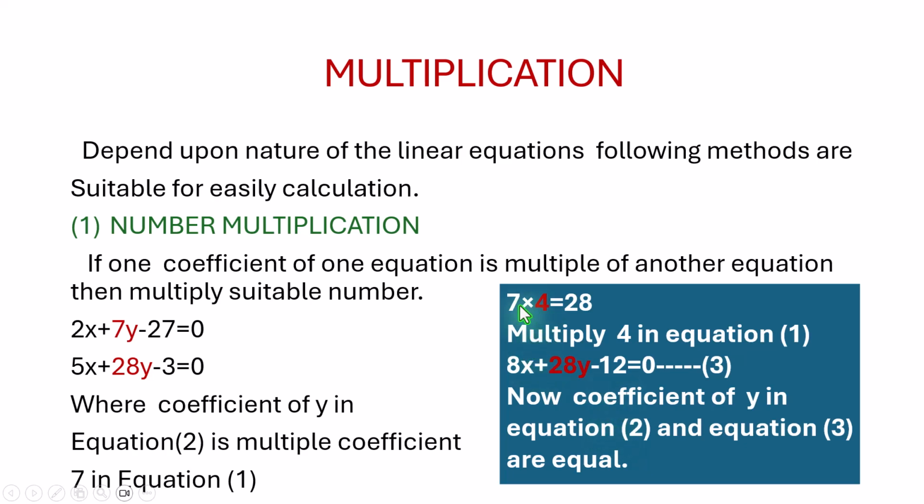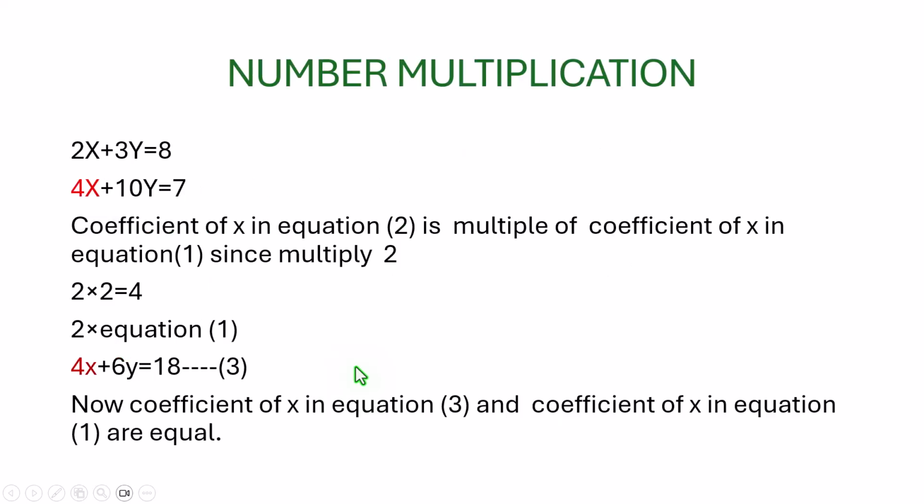So multiply 7 into 4, 28. So multiply equation 1 by 4. Then 4 into 2, 8x; 4 into 7, 28y; 4 into 27, 108. Now 8x plus 28y minus 108 is equal to 0. This is equation 3. Now the coefficients of y in equation 2 and equation 3 are equal. We can subtract, the y variable is eliminated, and then finally we get the x value. Put the x value in one of the equations to get the y value also.